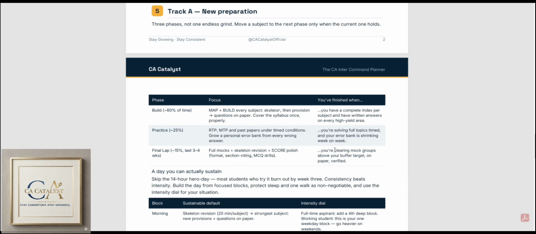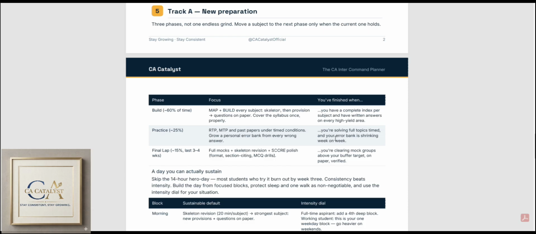In the final phase of revision, which is the 15%, with 60% and 25% done, it is the last 3-4 weeks, now down to 1 week. Full mocks and skeleton revision of the index that you built. You need to polish the format, because the concept notes will have the format of how you need to write: the working note, the assumption, the conclusion, the facts, the issue, the section number, the analysis, and the conclusion and opinion. All of this needs to be there in the concept notes.